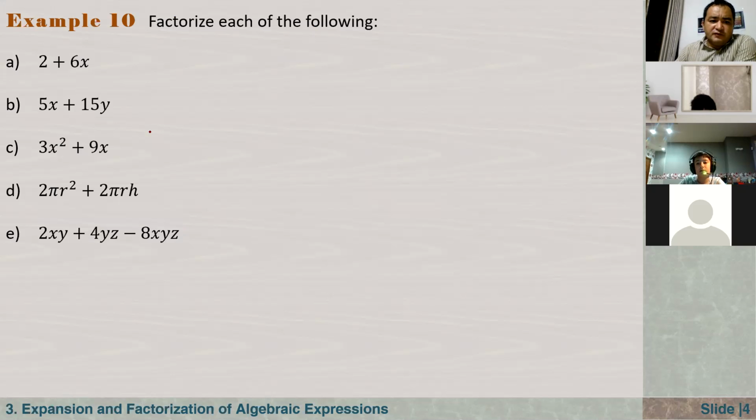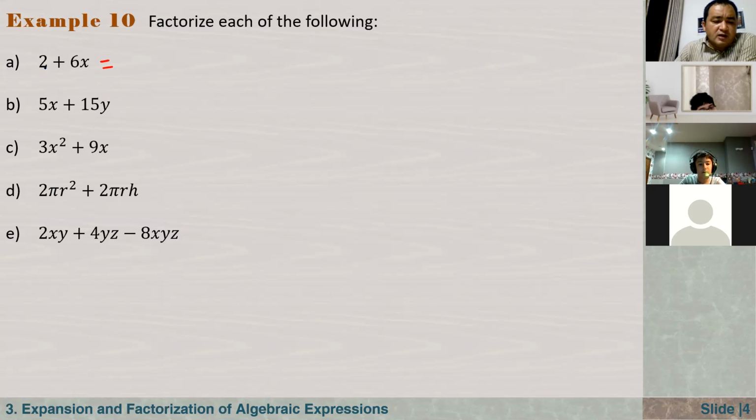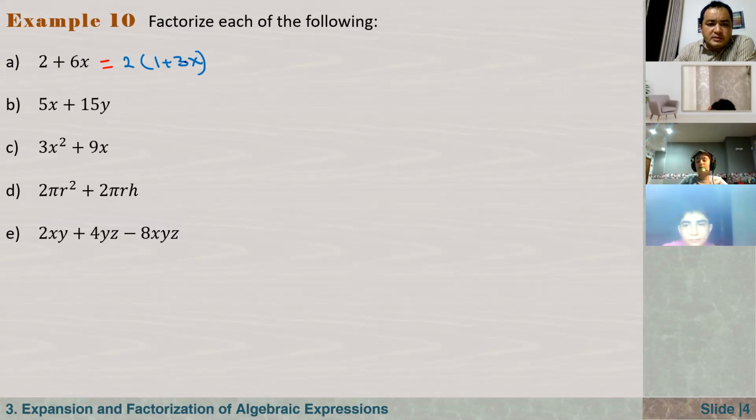Okay, factorize each of the following. Let's start with very easy questions. Here we have only two terms, right? We need to find their common factor. Common factor is 2, so I can write it as 2 times (1 plus 3x). Here, 2 times 1 is 2, and 2 times 3x is 6x. And how about here? Common factor is only 5. So take this 5 out. I can write it as 5 times (x plus 3y). So we have factorized the given expression.